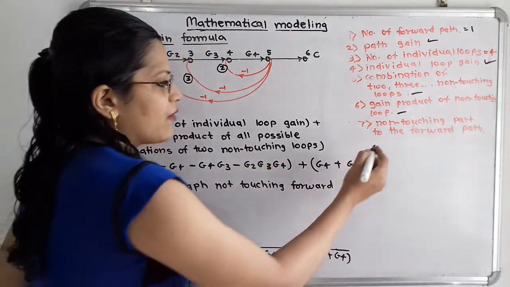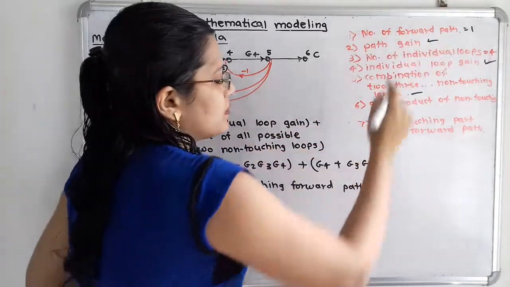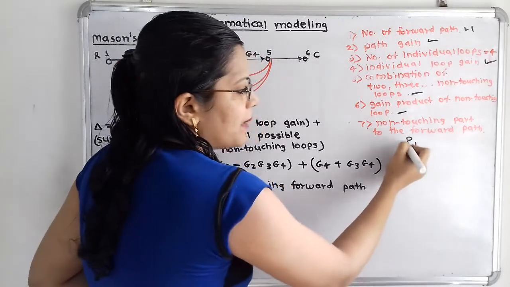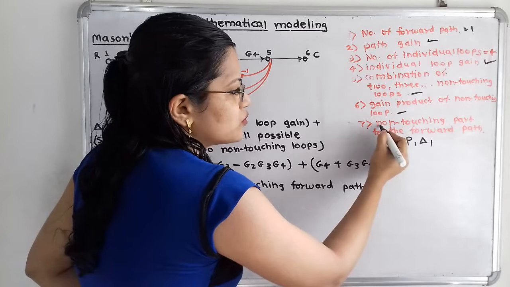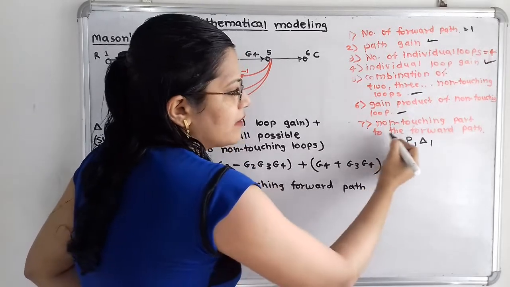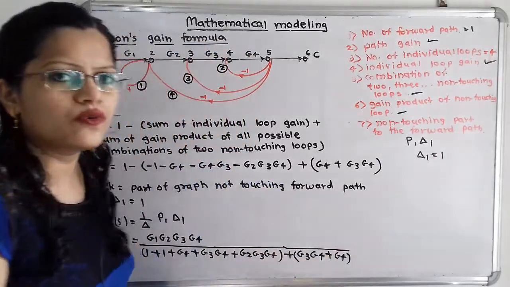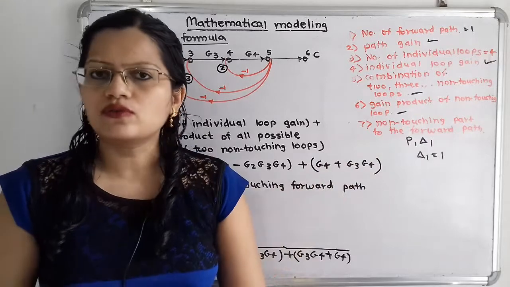So here there is one forward path. When we take the formula for forward path P1, there is delta 1. When there is no non-touching part to the forward path, the value of delta 1 is equal to 1. So we take the value of delta 1 as 1.